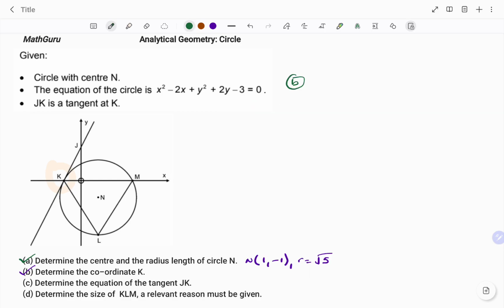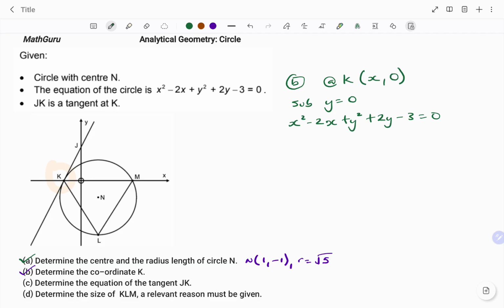Note that K is lying on the x-axis, so therefore at K the coordinates will be, we don't know what the value of x is, but y is 0. So therefore, substitute y equals 0 into the original equation of the circle as shown. We have x squared minus 2x plus y squared plus 2y minus 3 equals 0.